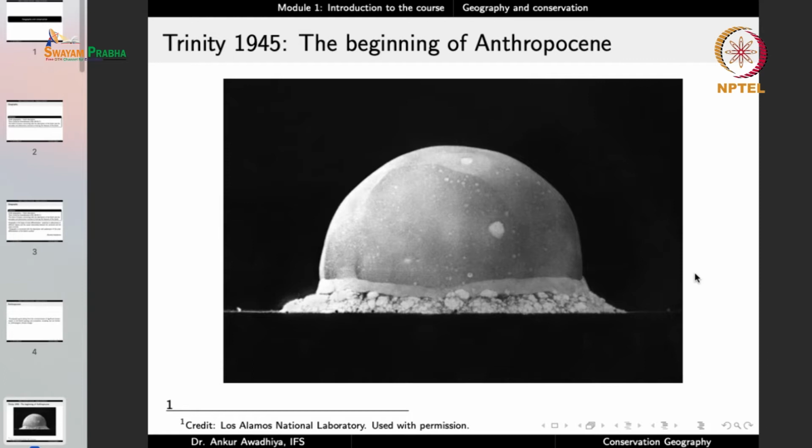So traditionally we take the Trinity explosion of 1945 as the beginning of the Anthropocene, because we can divide all the time into the time of the nuclear age and the time before the nuclear or the atomic age. And the atomic weapons are now taken to be a representation of the significant human impacts. So from 1945 onwards, we say that this is the Anthropocene time period.